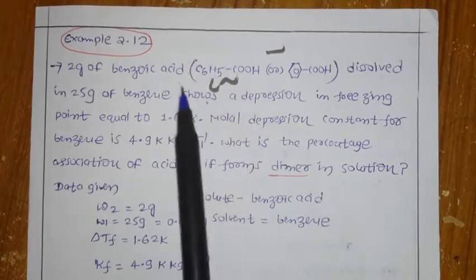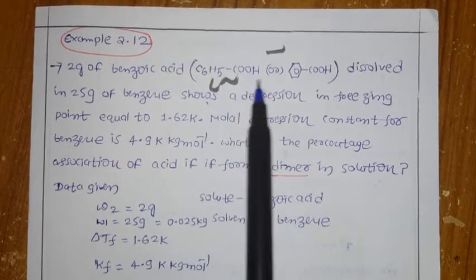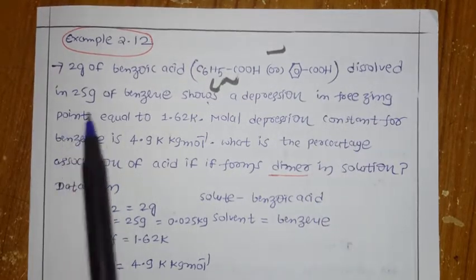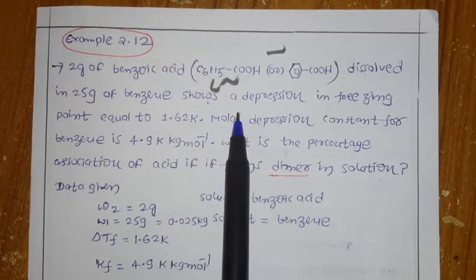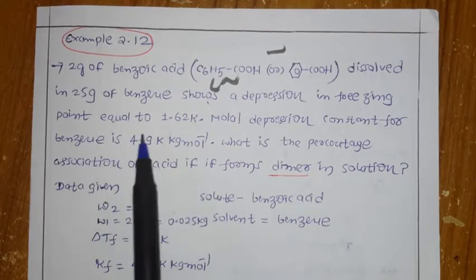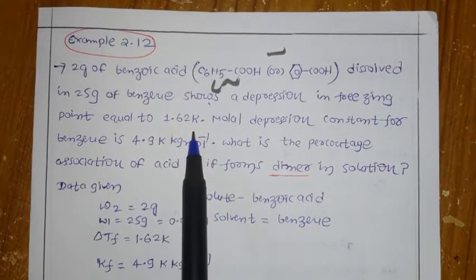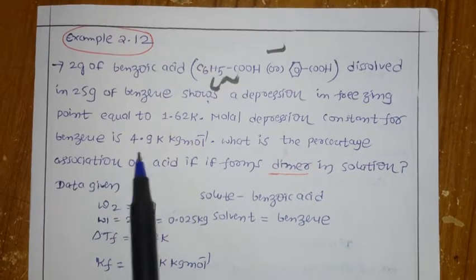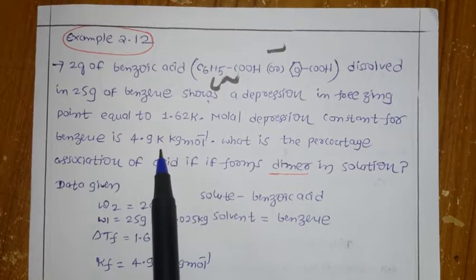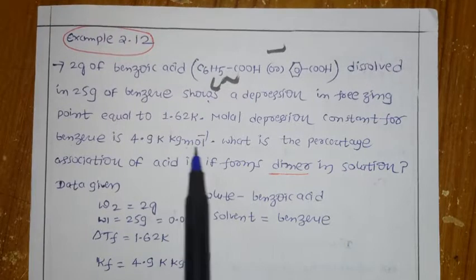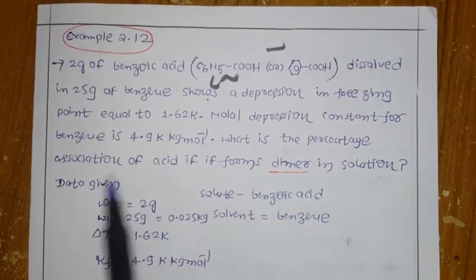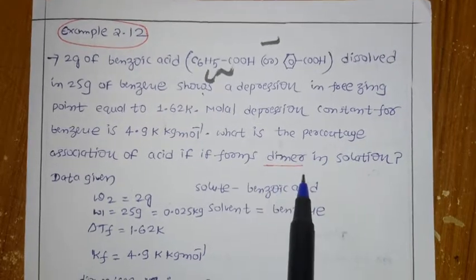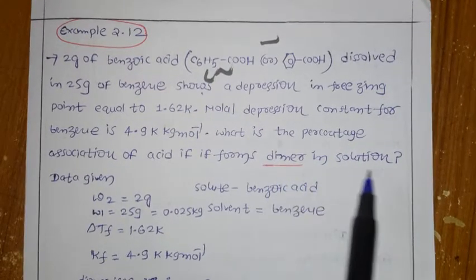Here what is given: 2 grams of benzoic acid. This is the formula of benzoic acid, C6H5COOH, or simply you can write it like this. It is dissolved in 25 grams of benzene and shows a depression in freezing point equal to 1.62 K. The molar depression constant for benzene is 4.9 K kg per mole. What is the percentage association of the acid if it dimerizes in the solution?